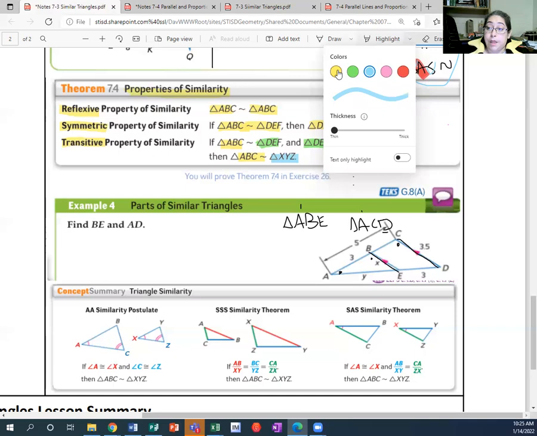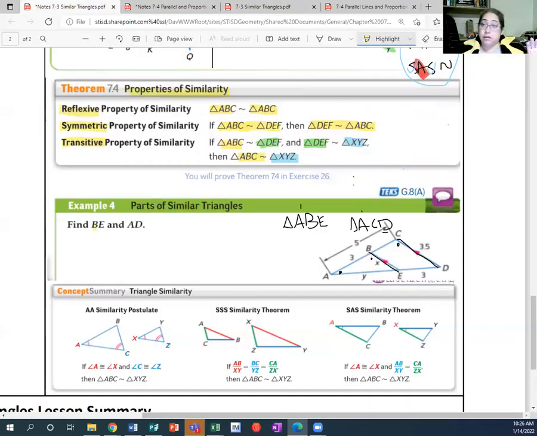Phew. All right, now that I know they're similar, let's figure out, whoa, what happened? My screen went black. And we're back. Okay. Screen decided to take a brain break. Don't know why.